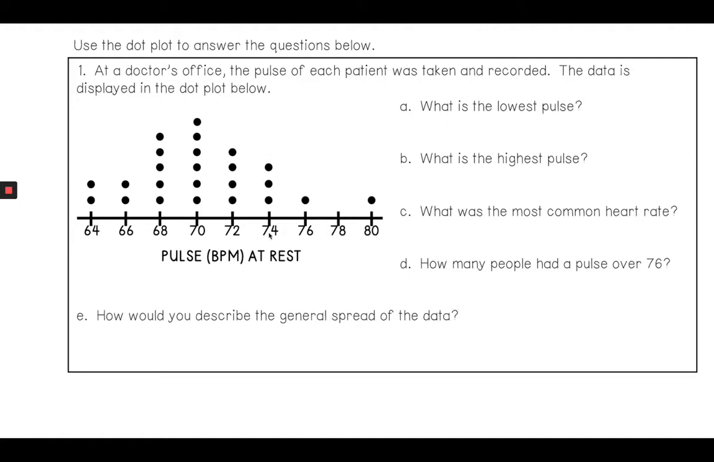If I look at this one, what's the lowest pulse? Well, this right here is the pulse. The lowest is 64, so I would go ahead and say that the lowest is 64 beats per minute. And the next question, what is the highest? I go to the far right of this, and it says 80. That's a dot above 80, so the highest would be 80 beats per minute.